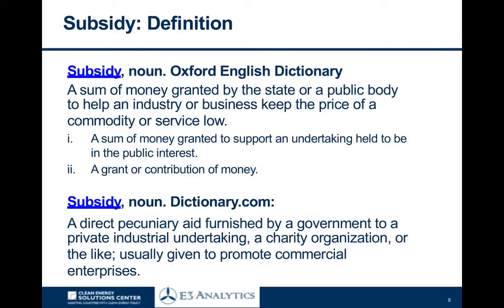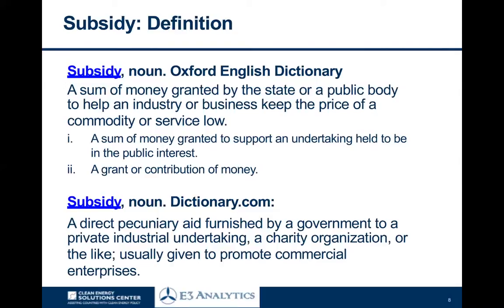Now, with these definitions established, you can understand that solar power has qualified for grants or contributions, public support of one form or another over the years, largely because solar power is deemed to be, broadly speaking, in the public interest. Solar power is abundant, it is widely available in virtually all parts of the world. It is clean and it is renewable.